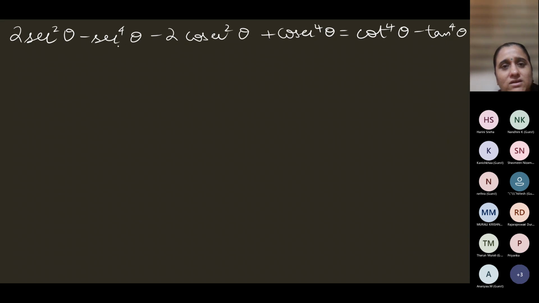So secant theta to the power 4 like a square and 2 secant square theta like 2ab. So that b square should be 1. And here cosecant theta to the power 4 like x square, and 2 cosecant square theta like 2xy, x square plus 2xy. Then that y square should be 1.